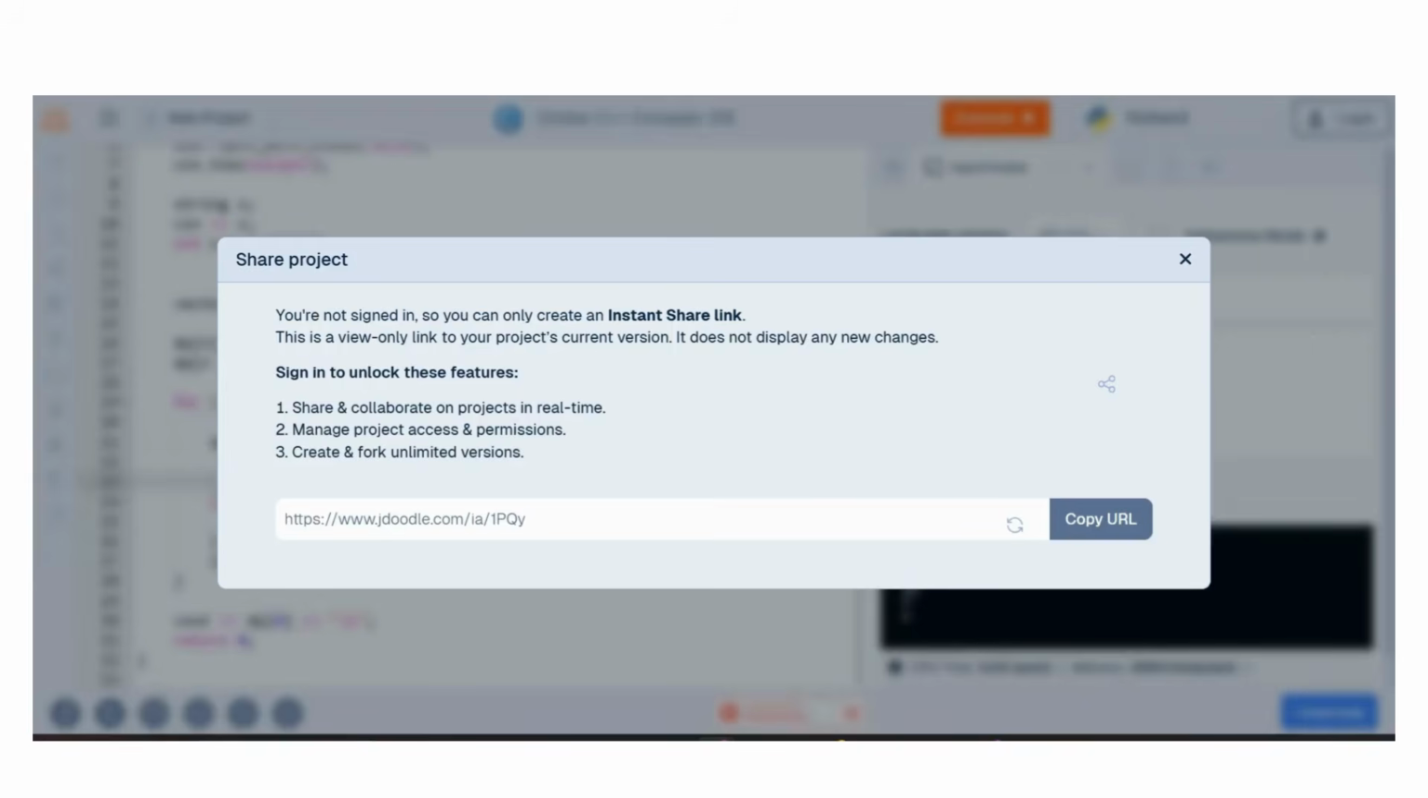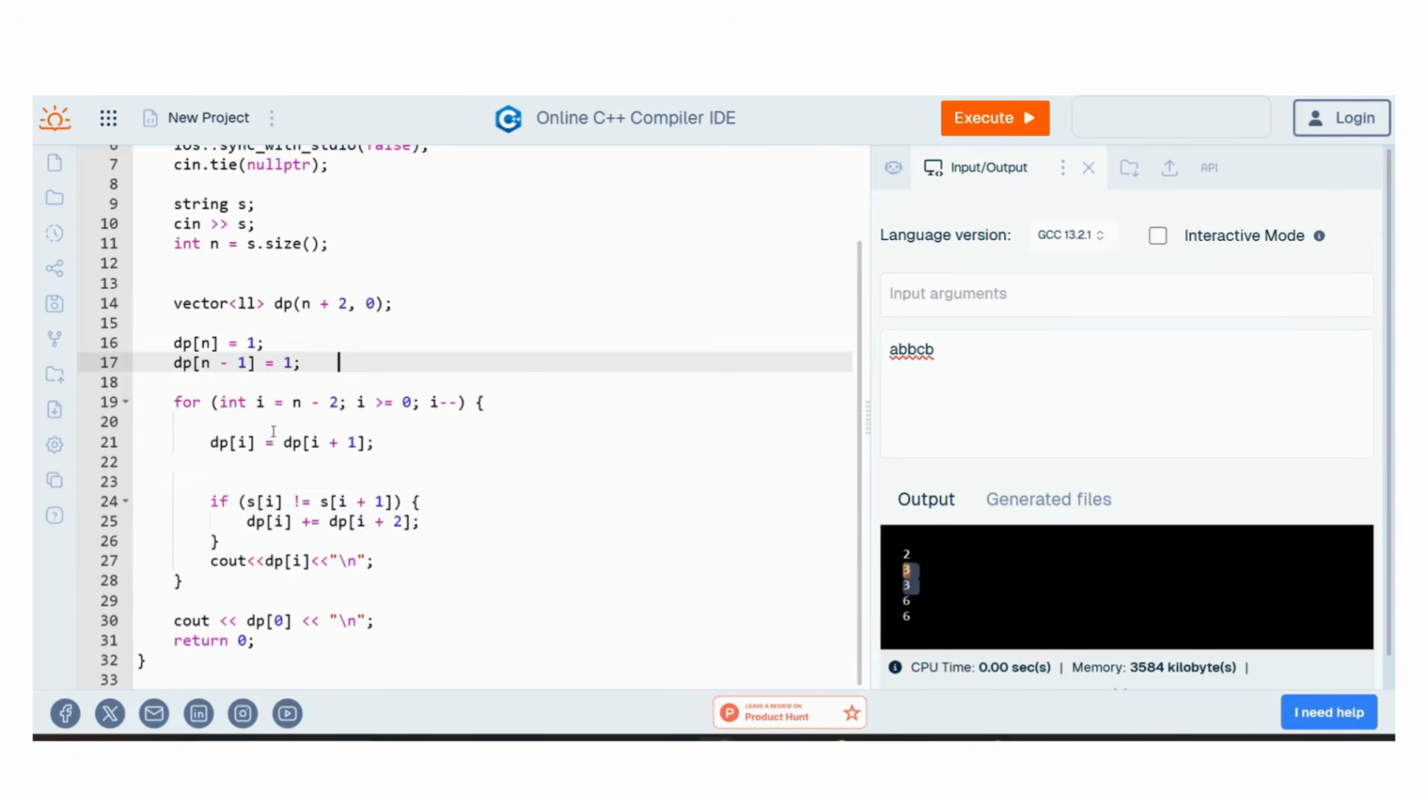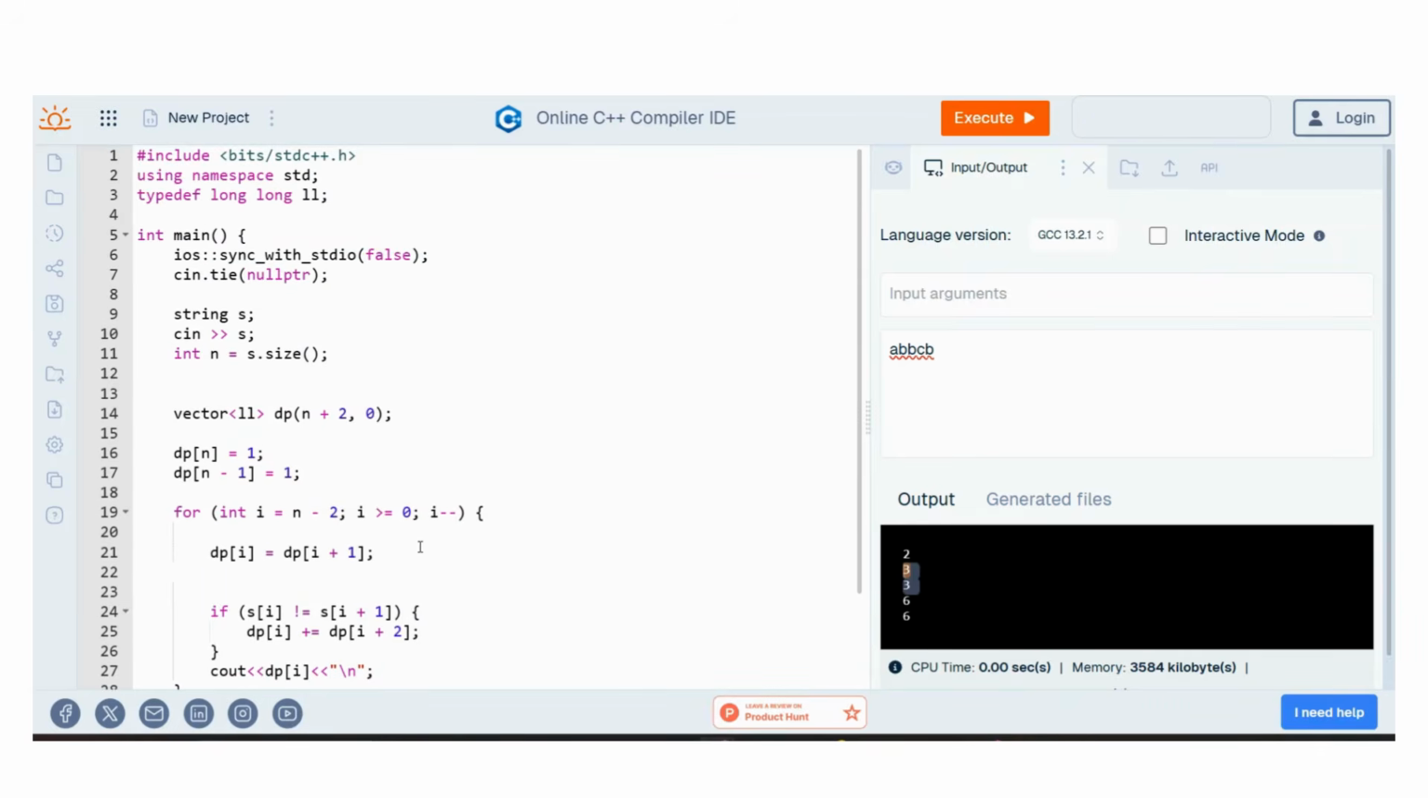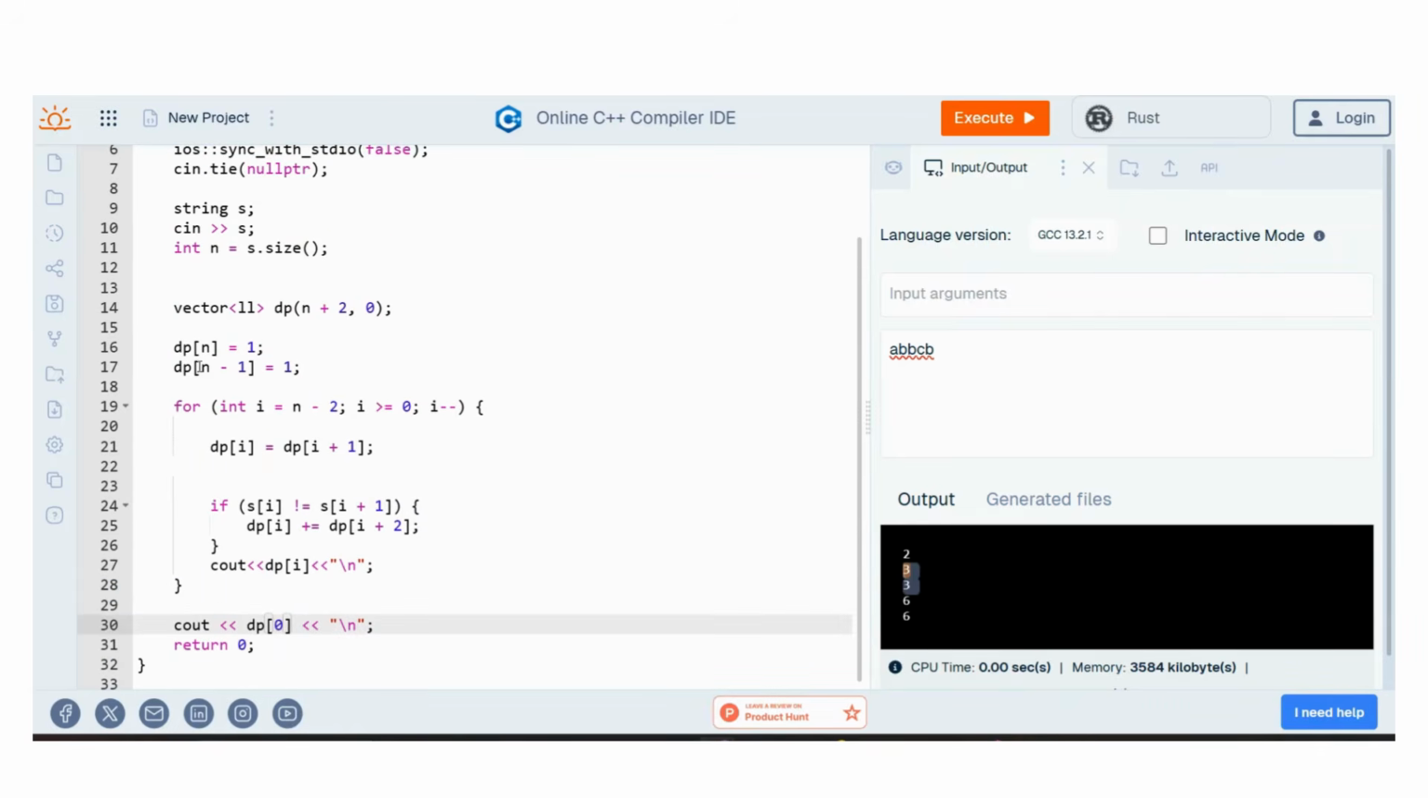So that's it, guys. And in the actual code, you can see that this formula has been applied and DP of 0 is the answer. Here we are taking zero based indexing. So DP of n minus 1 is 1 because only one character, then you go from n minus 2 to 0, and DP of n is written as 1 because you might require it while n minus 2 plus 2. Yeah, if i is n minus 2, you might require it, right?